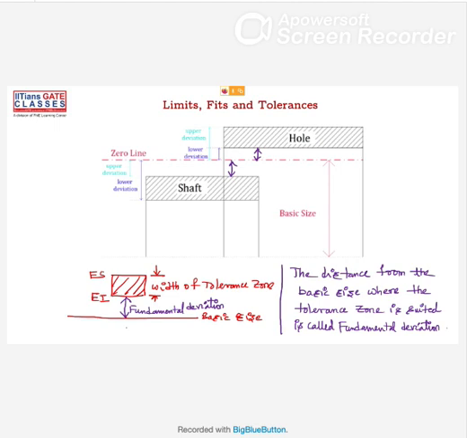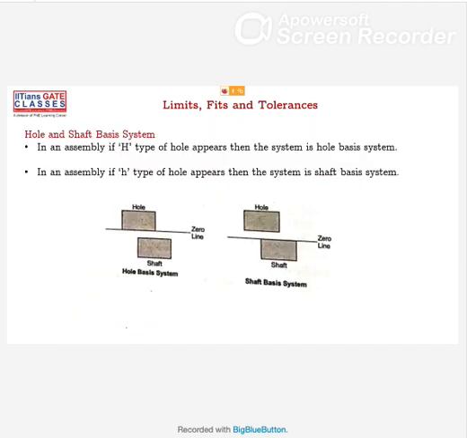Good, excellent. Let's go. Metrology and inspection is very interesting actually. Okay, now it is the hole and shaft basis system. There are two different systems that we are going to discuss from here: the hole basis system and the shaft basis system.